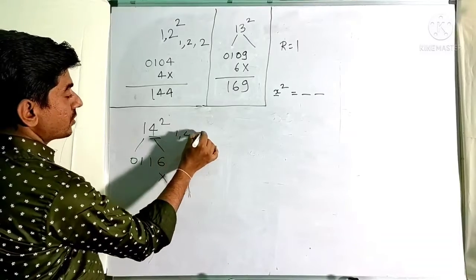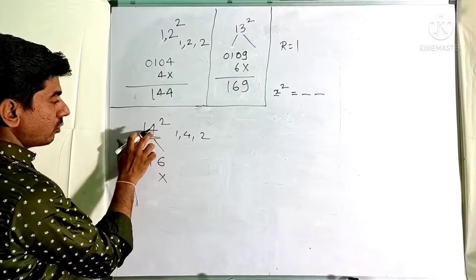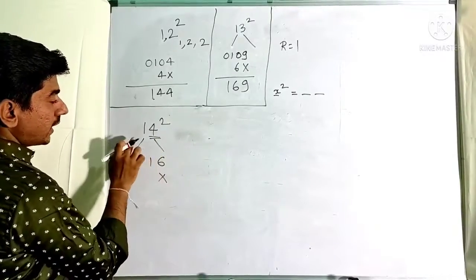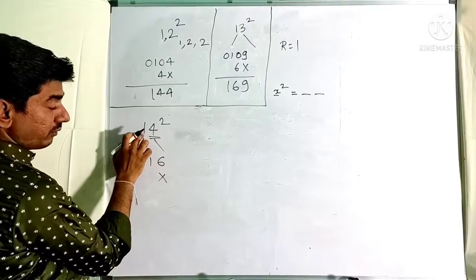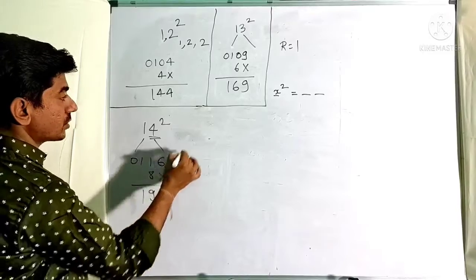Now take the parts and multiply them. You can multiply directly, like here 1 into 4 will be 4, 4 twos are 8. No need to write this also. Okay, directly I am getting the answer. 1 fours are 4, 4 twos are 8. Just write it here. The answer is 196.